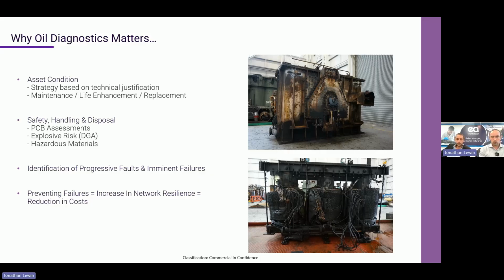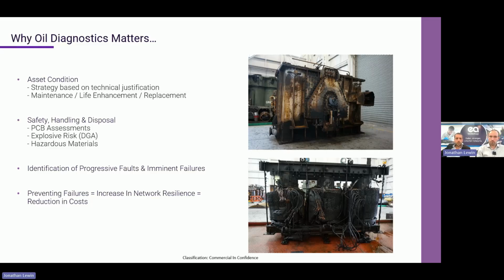Also, if you're going to handle any oil field asset, whether that's during maintenance or replacement or investigatory work, you want to know what you're handling to make sure you're doing it safely. So for that, you want to know, are there any polychlorinated biphenyls, PCB risks associated with those older assets? Is there an explosive risk? Is there a high buildup of combustible gases inside that asset? Are there any other hazardous materials in there, such as heavy metals, for example?